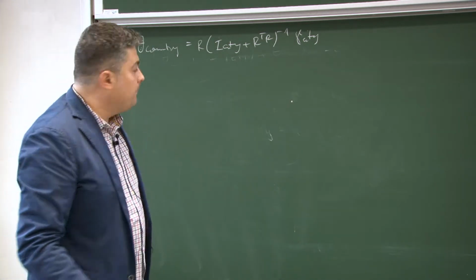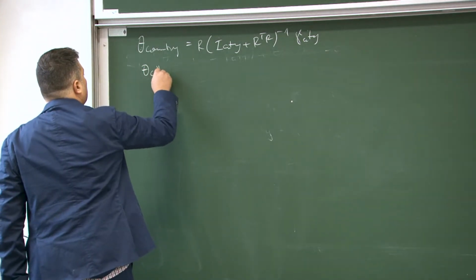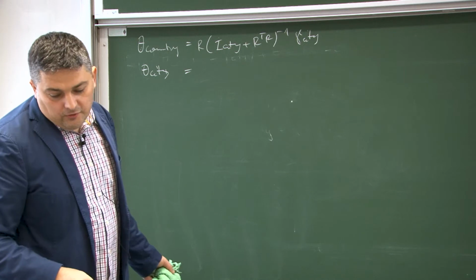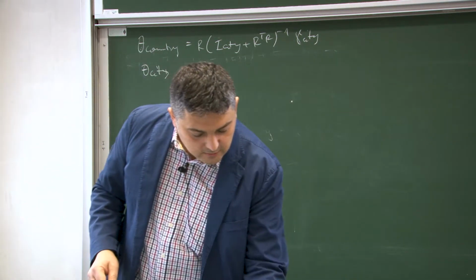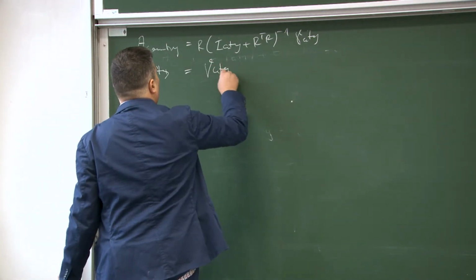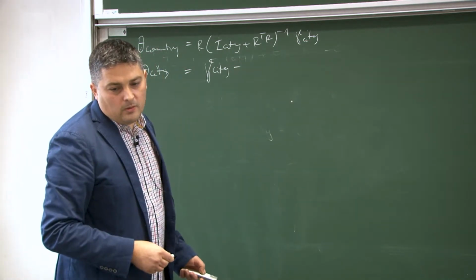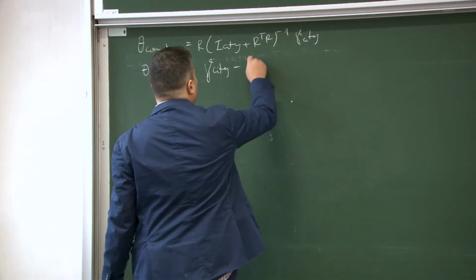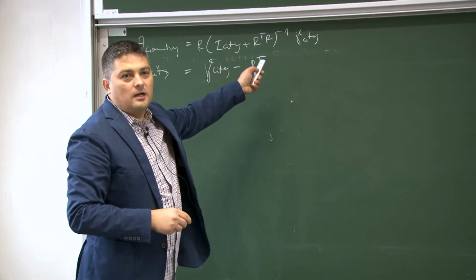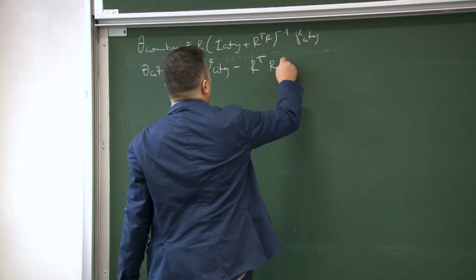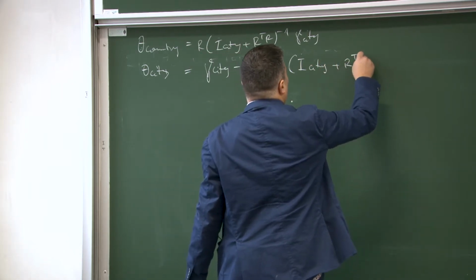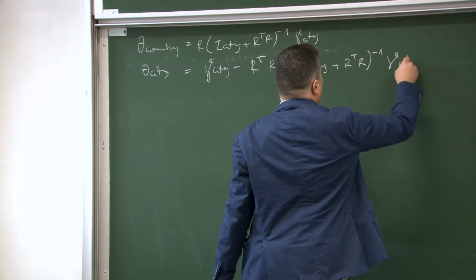And theta city is, I had it before, so let me go back to this. I had it as gamma city minus R transposed theta country. But I will just inline the theta country in here, okay? So this is R, this is I CT, plus R transpose R, minus 1 gamma CT.